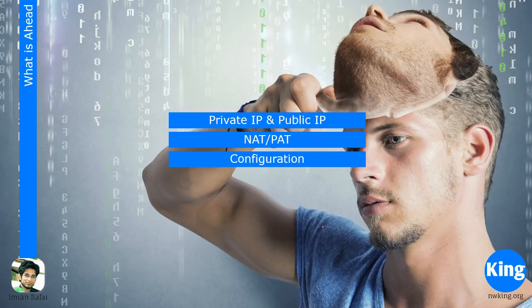So what are we going to look at in today's video? We're going to look at three things. We will do a recap. We have already done private IP and public IP, so we do a recap of what public IP and private IP are. And then we will look at what a NAT or PAT is, and then of course we will look at the configuration for each of those things, right?